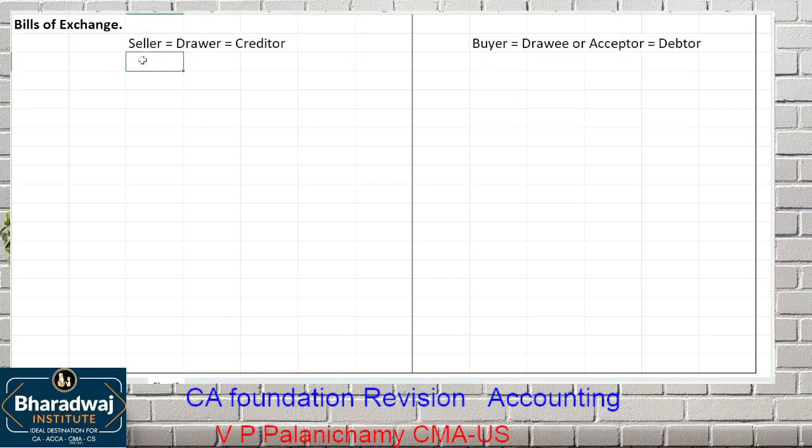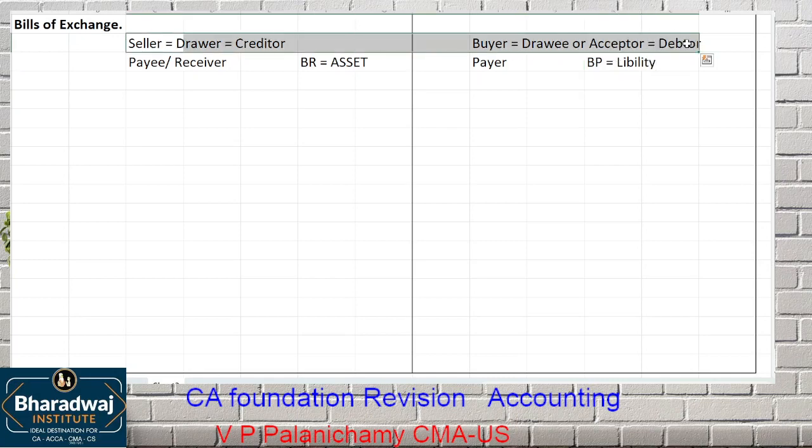The seller is otherwise called the payee of the bill, the receiver. The acceptor is otherwise called the payer of the bill. So for the payee, bills receivable is an asset. For the payer, bills payable is a liability. This we had seen in the original class itself, right?